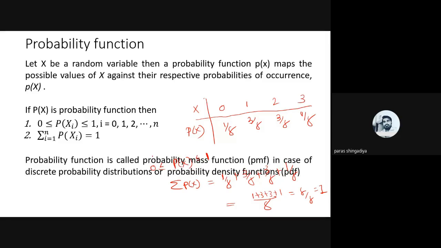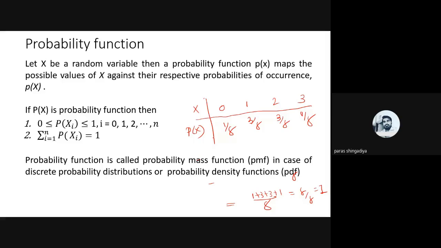Probability function is known as a probability mass function. Sometimes it is also called probability mass function, otherwise simply called probability function. Otherwise it is also known as a probability density function. The meaning of all three terms is the same. That is known as a probability function, either called probability mass function, or probability density function, or simply probability function.